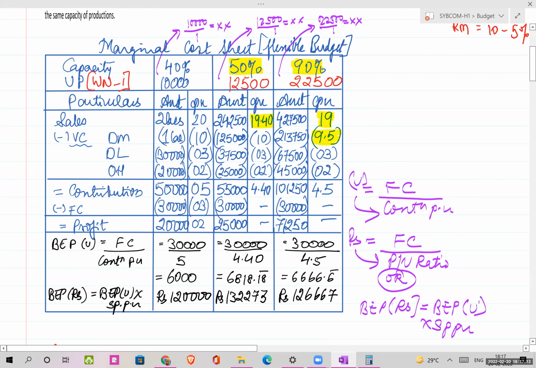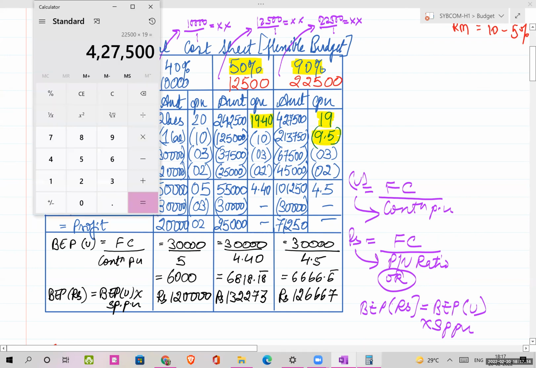This particular explanation is already given there. So in the first case, fixed cost is 30,000 divided by 5 rupees contribution. So my break even point is 6,000 units. That means if I don't want to face loss, I should be selling above 6,000. Multiplied with selling price per unit 20 rupees. So my answer is 1,20,000.